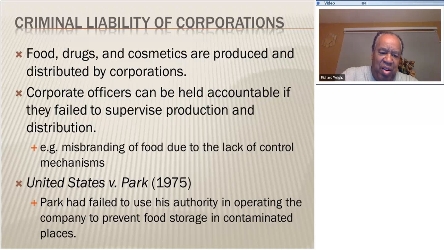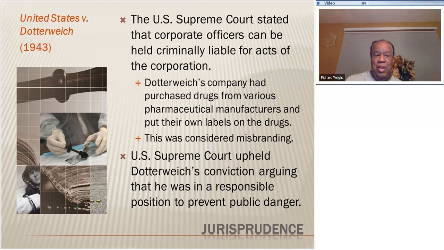In United States versus Park, Park failed to use his authority in operating the company to prevent food storage in contaminated places. So if you have some authority to stop it, you should stop it, or else you can be held criminally liable as an officer of that corporation. United States versus White, in which the Supreme Court stated that corporate officers can be held criminally liable for the acts of the corporation. There's a case for you to think about in terms of your written assignment.